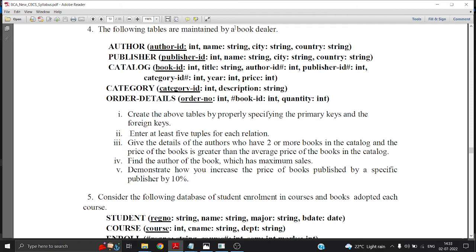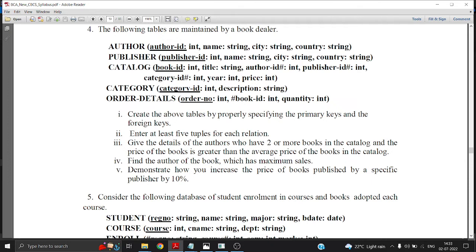So before that, we need to identify primary key and foreign key in these tables. When we look at each table, every table is having a primary key. Author table is having the primary key author ID, publisher table has publisher ID, then book ID, category ID and order number. These are all the primary keys. When every table is having the primary key, then we are going to identify all these 5 tables as base tables.